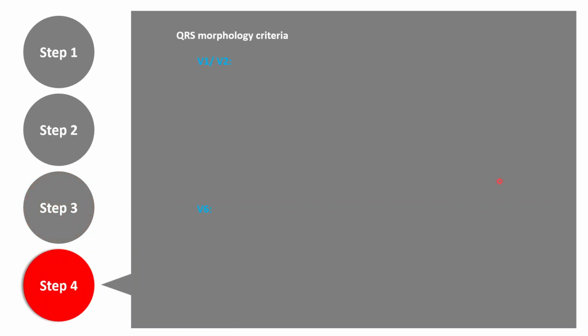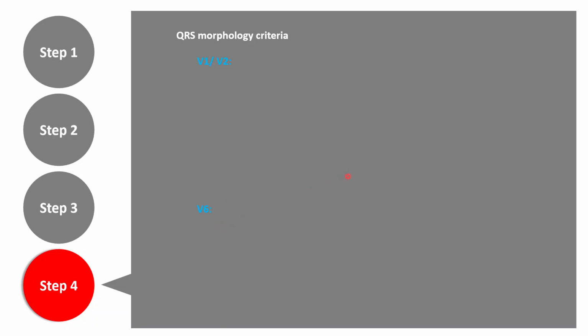Once again, if step 3 is fulfilled, that means if atrioventricular dissociation is present, it's very likely to be VT. If atrioventricular dissociation is absent, then we'll go for step 4. In step 4, we look at the morphology of the QRS complex. And we don't look at the morphology of the QRS complex in all the leads. We are looking at only V1 or V2 and V6.